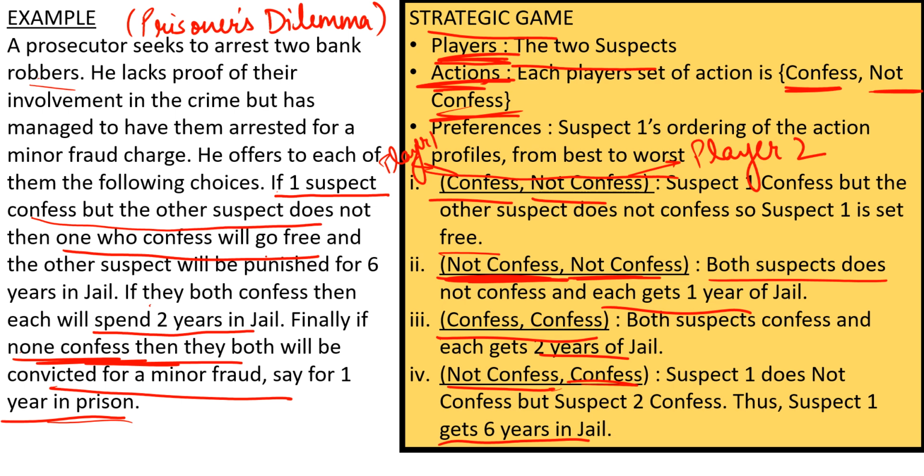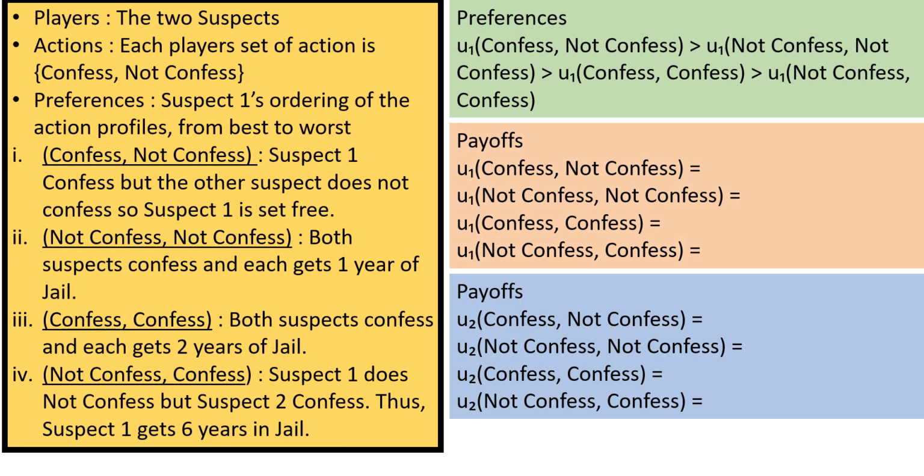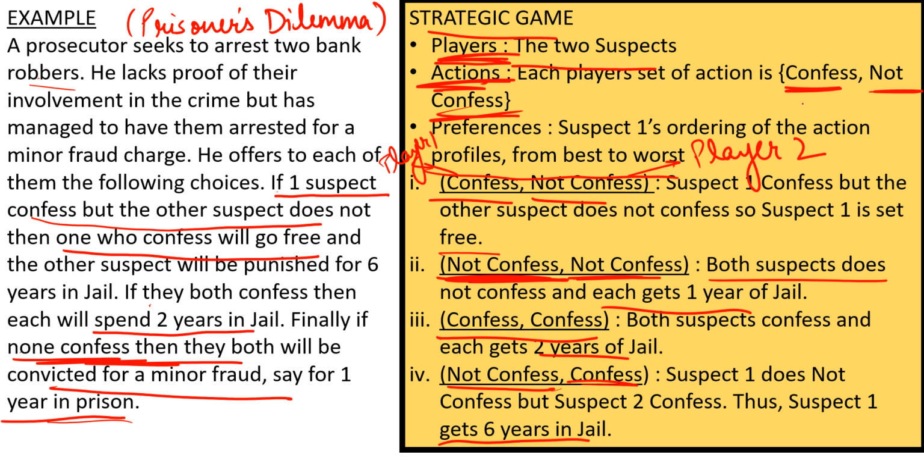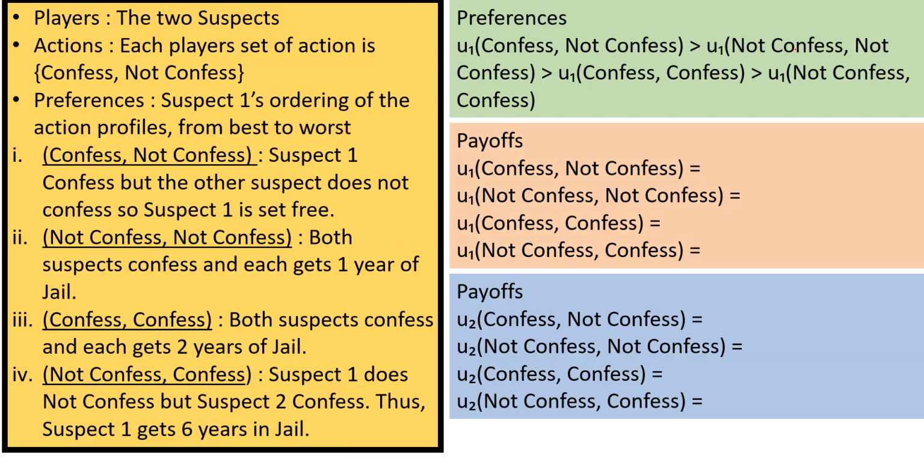Right? So these are the basic preferences for the prisoner's dilemma strategic game. Now here I've simply copied down this format. So from this I can see, for any player, for player 1, let's suppose, this utility 1 is simply representing the utility or payoff for player 1.